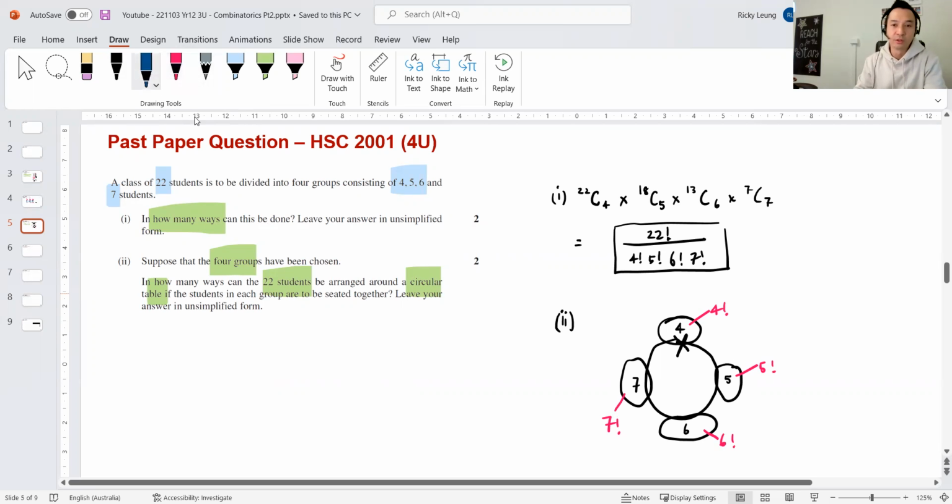And then the groups, it doesn't say that the groups have to be in any order. So once you lock that down, there are 1, 2, 3 factorial ways of arranging the other 3 groups. So your answer is quite simply 3 factorial times 4 factorial, 5 factorial, 6 factorial, 7 factorial.